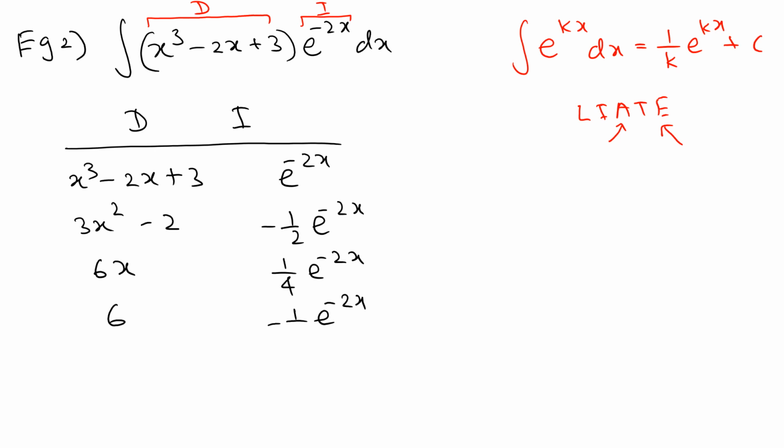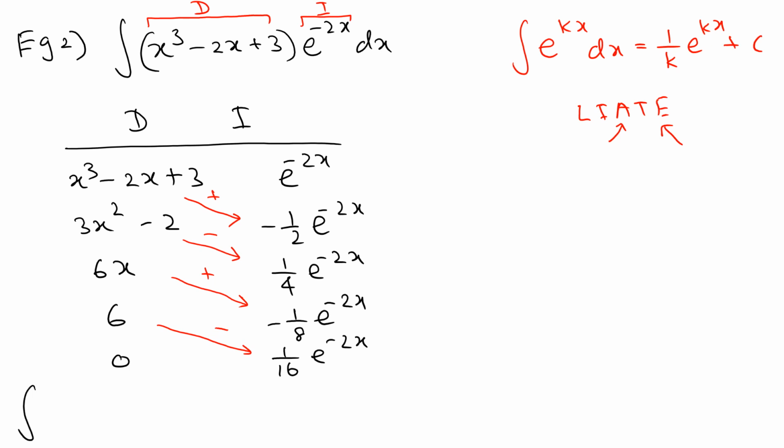And then the derivative of 6 means 0. So this will be positive 1/16 e to the negative 2x. So that's what you get. And then again, we're going to multiply across the diagonal. So we're going to multiply these two with the plus sign, these two with the minus sign, these two with the plus sign, and then the last two with the minus sign. So that's what happened. And then we can write the answer now.